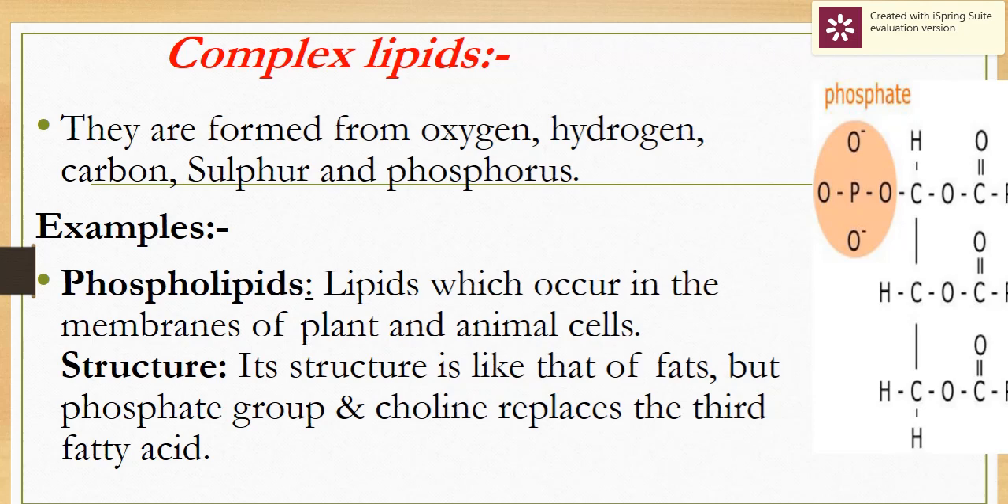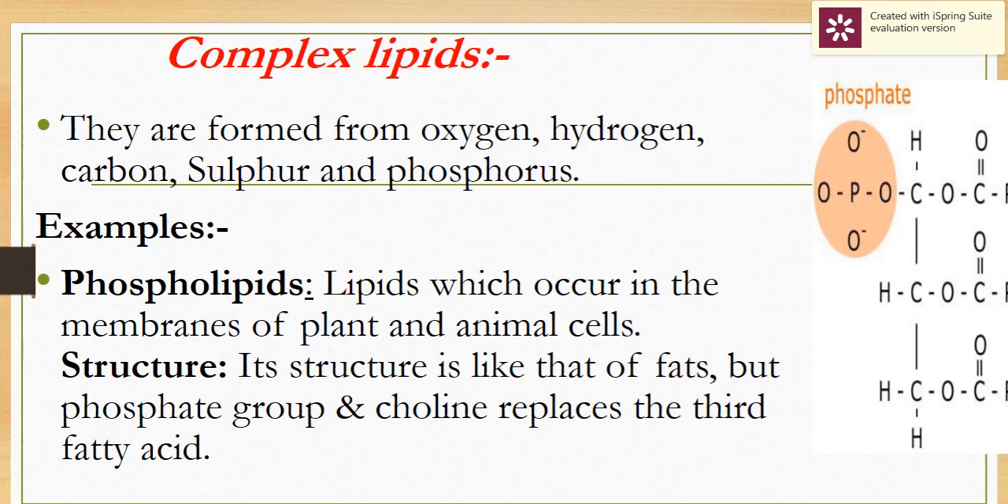Their molecular structure is like the fat molecule, but they replace the third fatty acid with a phosphate group and a choline group. We have 2 groups replacing the third fatty acid: one is called the choline group and the other is called the phosphate group. It consists of 2 fatty acids, a glycerol molecule, and phosphate and choline groups.